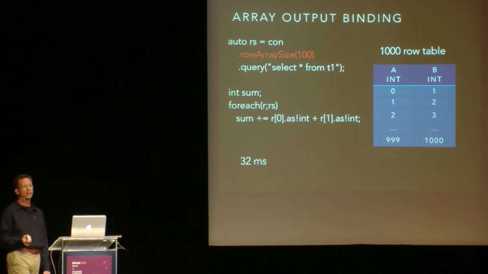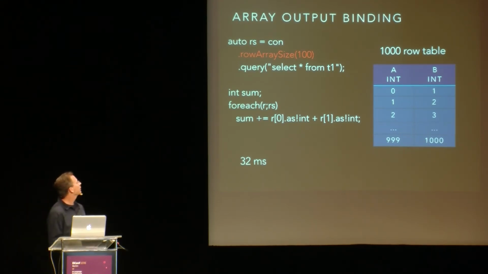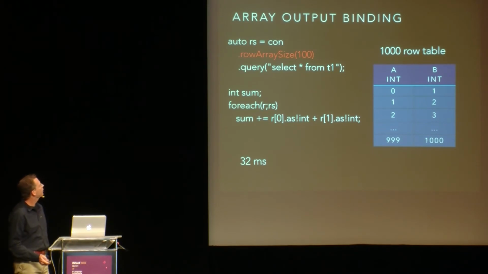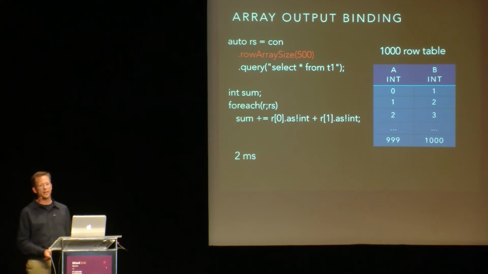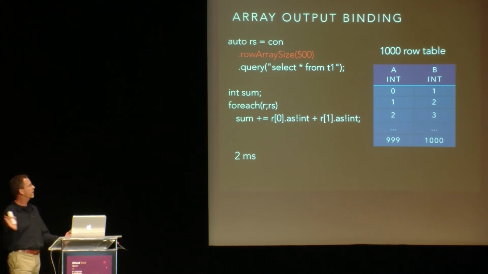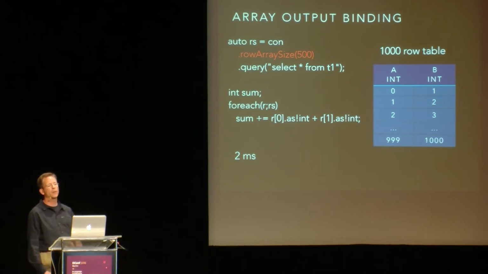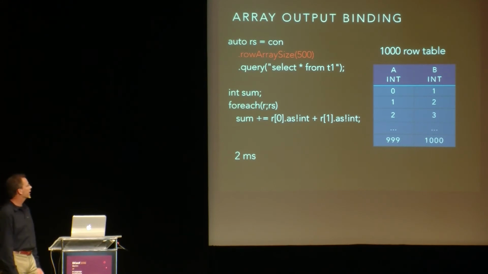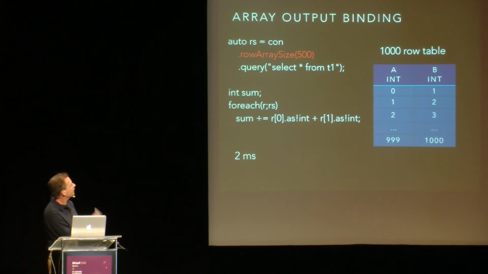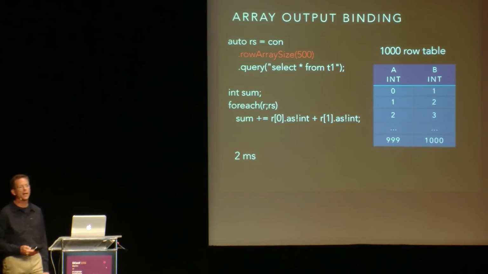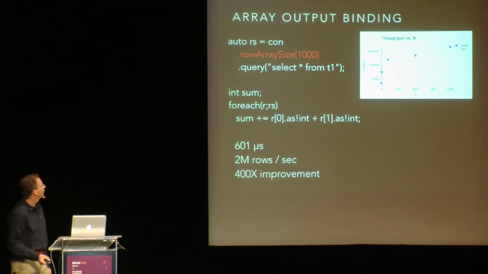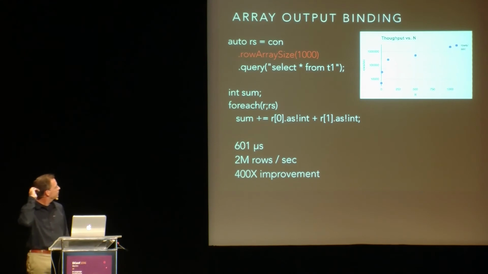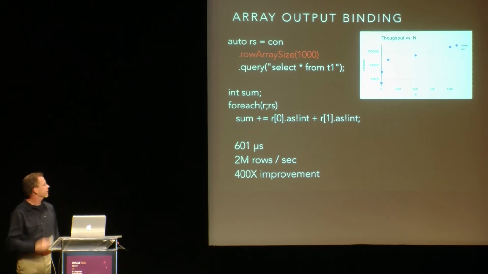This is a 1,000-row table. Does it keep getting better if I add a higher number for the row array size? So let's raise it to 500. Now it's 2 milliseconds. So clearly, bigger is better here. It really helps to increase that. I don't know if in a real-world query there will be diminishing returns, but in this particular example, it's working out nicely. It's a 1,000-row table, so maybe I should try just getting all 1,000 rows. So now it goes down to about 600 microseconds.